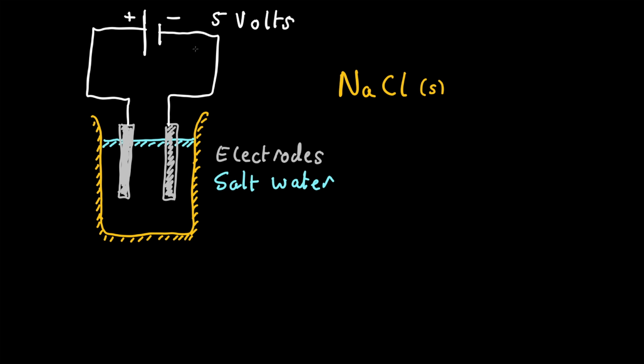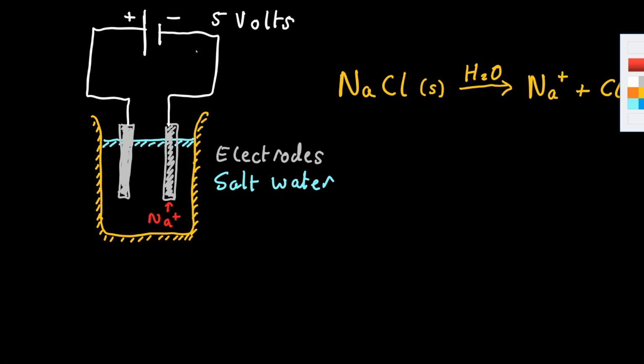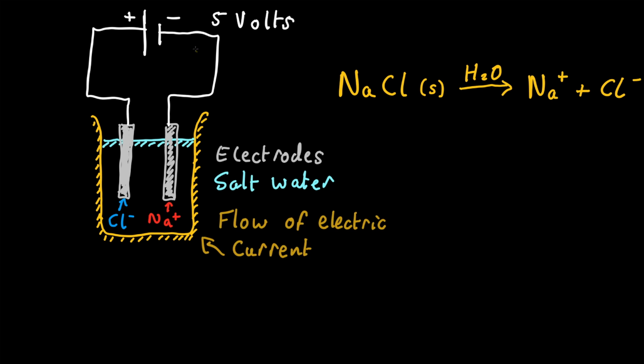When we dissolve salt in water, the solid sodium chloride breaks apart into ions of sodium and chlorine. If we then insert 2 electrodes and apply 5 volts across them, the positive sodium ions feel an electrostatic pull towards the negative electrode, and the chlorine ions get pulled towards the positive electrode. This allows an electric current to flow through the circuit.